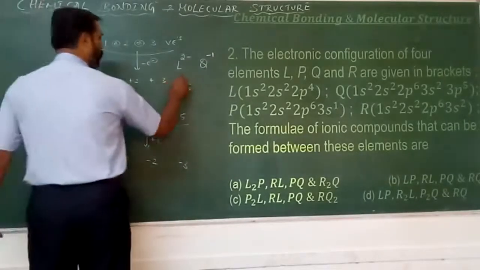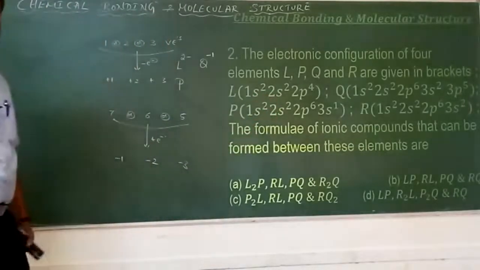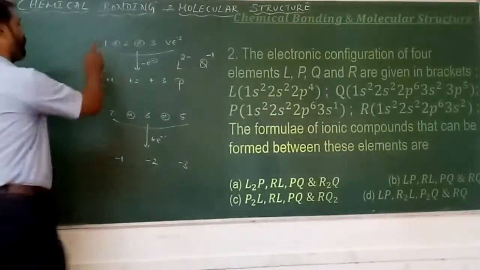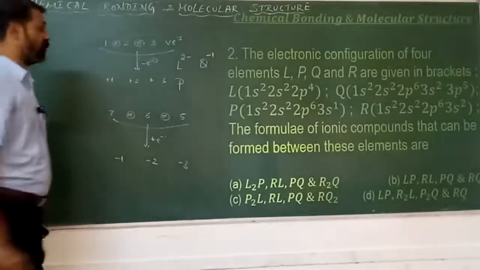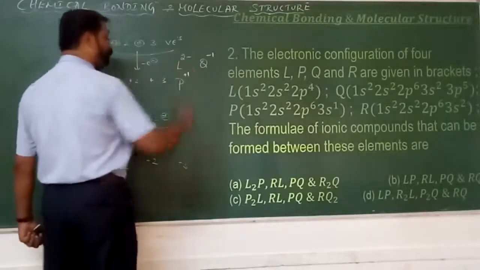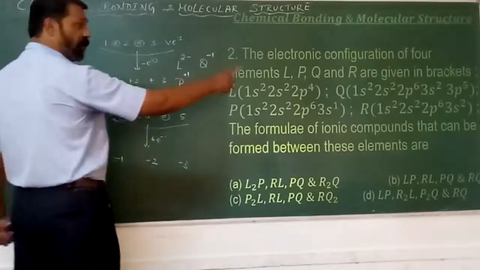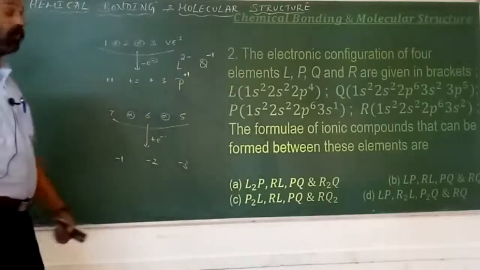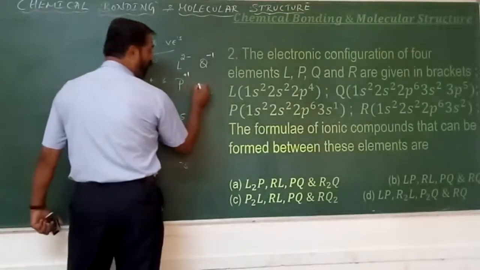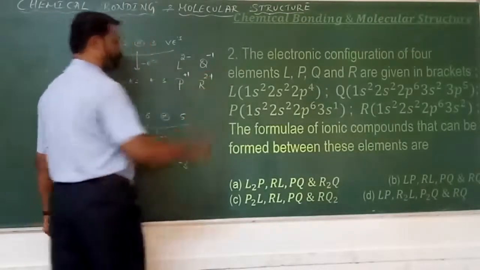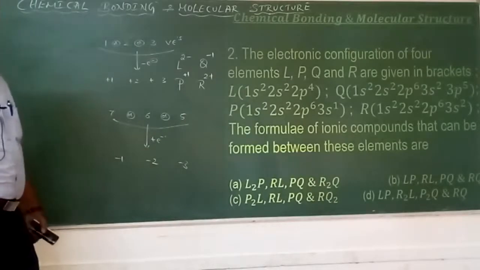Let us take P now: 1s2, 2s2, 2p6, 3s1. 3s1 means only 1 valence electron. If it has only 1 valence electron, it will lose that electron to get a plus 1 charge. Therefore, the charge of P is plus 1. And R is 1s2, 2s2, 2p6, 3s2. 3s2 means 2 valence electrons. If it has 2 valence electrons, it is plus 2. Therefore, R becomes plus 2. So now we are very clear about the number of valence electrons and the charge that results.